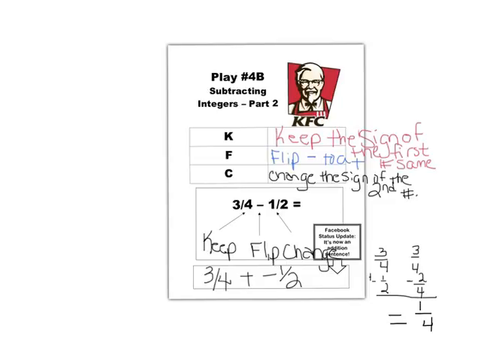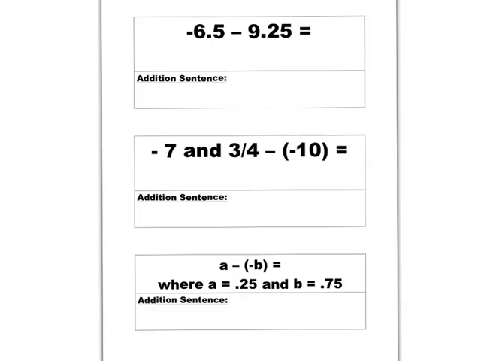We're going to do some different examples using KFC. Okay, now we've got some decimals. Negative 6.5 minus 9.25. Okay, let's rewrite it as an addition sentence, because we now know that every single subtraction problem can be written as an addition sentence using KFC. Keep the sign of the first number the same, so that will stay a negative 6.5. Flip the subtraction to an addition and change the sign of the second number. It was a positive number before. It will now become a negative number.